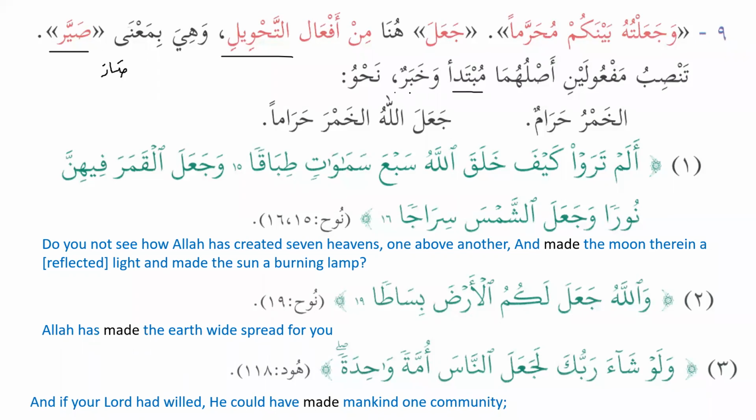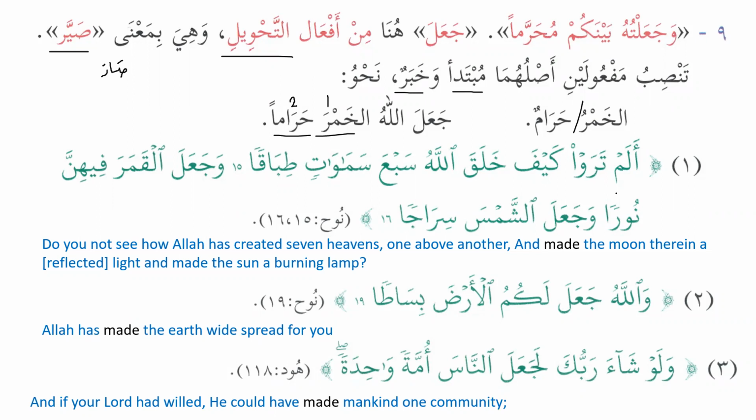And now we have the same thing over here, that it gives object to 2 objects, we could say. And here we say al-khamru haramun, it's a nominal sentence, mubtada and khabar. But when we change it into ja'ala, then we say ja'ala Allahu al-khamra haraman. Then you can see that we have 2 objects over here.